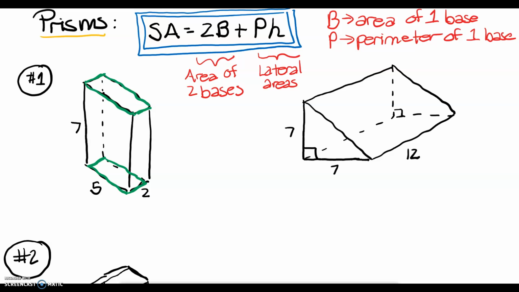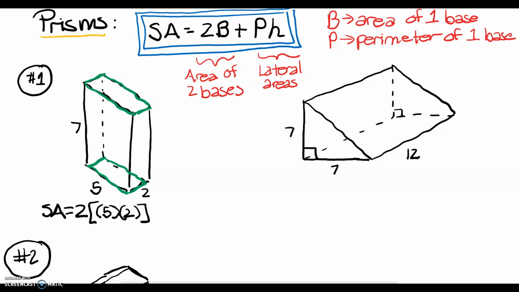So the very first thing I need to do in my formula is find the area of one of those bases and multiply it by 2. So my surface area is going to be 2. And how do I find the area of one of these bases? Well, it's a rectangle. So the area of a rectangle is just length times width, or height times base, however you want to think about it.